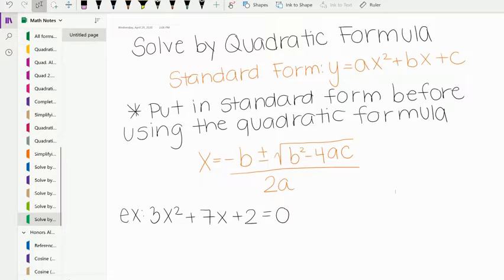The next method of solving a quadratic algebraically is solving by something called the quadratic formula. So, quadratic formula, the first thing that we need to do is just review standard form, which I have written right here. Standard form is y equals ax squared plus bx plus c. So, it's written in the degree order from the highest degree to the lowest degree, ending with a constant. So you definitely want to put your quadratic in standard form before using the quadratic formula, okay?